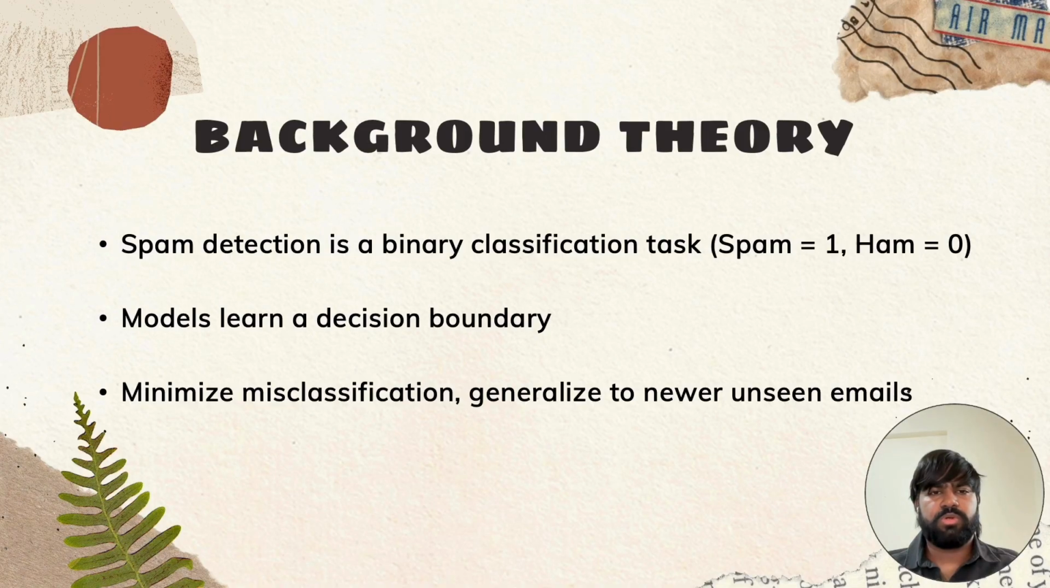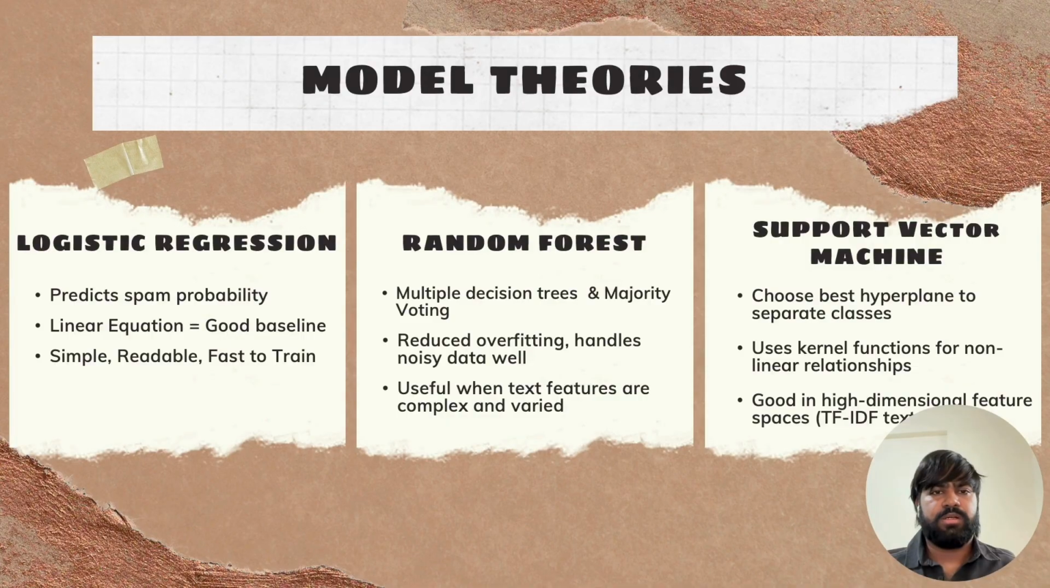Thank you, Ken. I'll be going over the background theory of spam detection. Spam detection is a binary classification task where spam emails are labeled as 1 and ham 0. The goal is to train a model that can learn a decision boundary to minimize misclassification and generalize well to unseen data. These models estimate the probability of an email being spam.